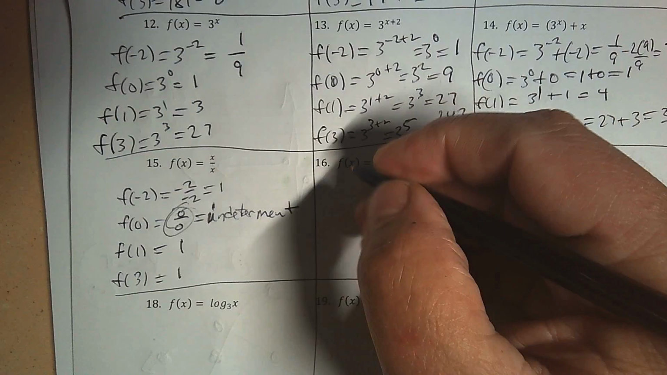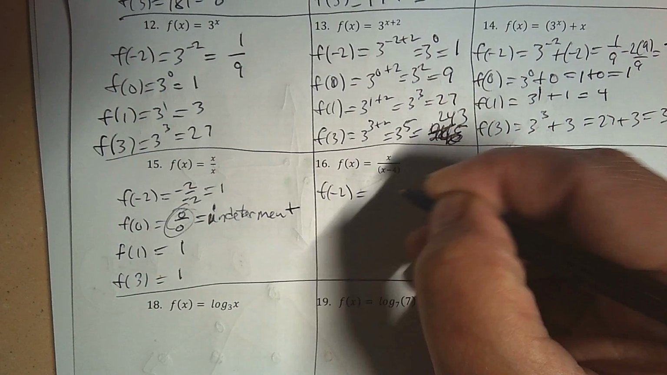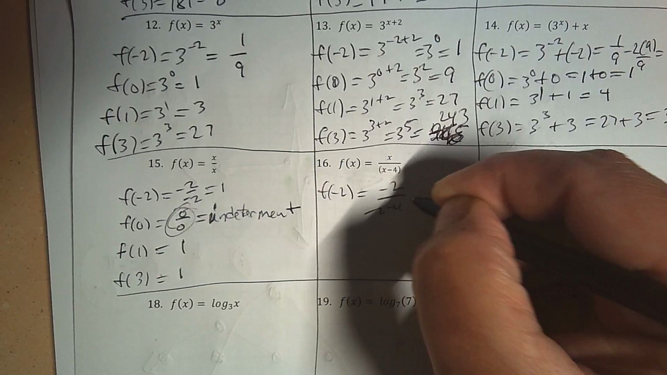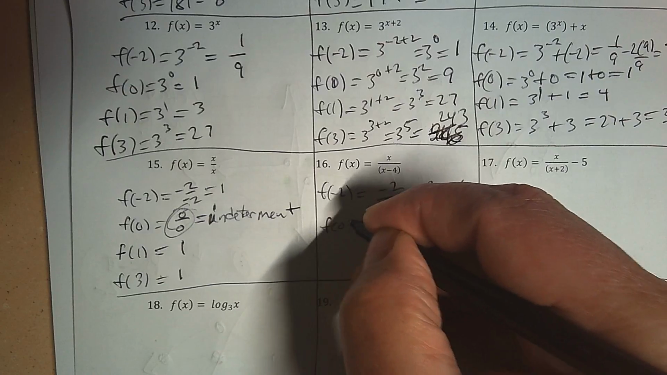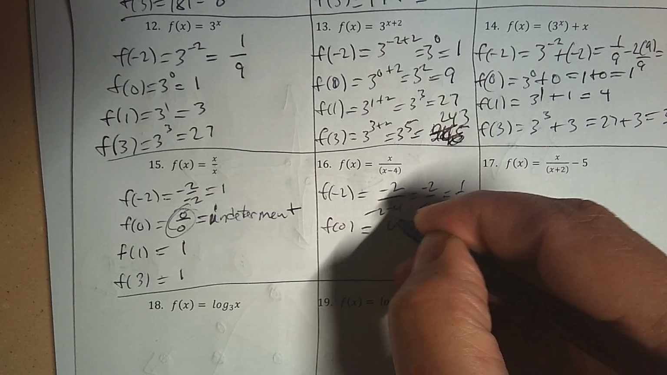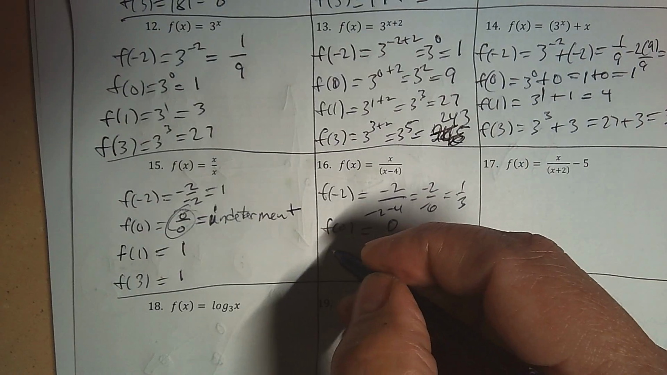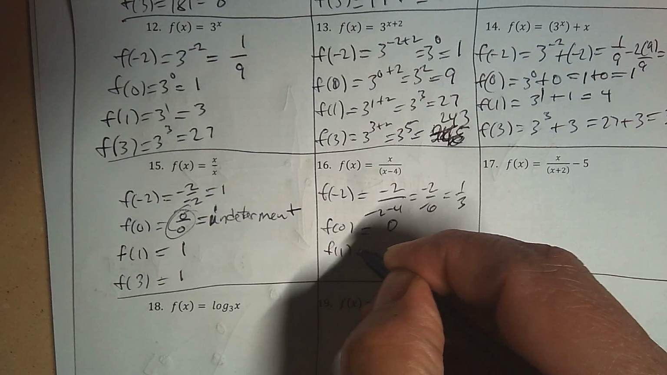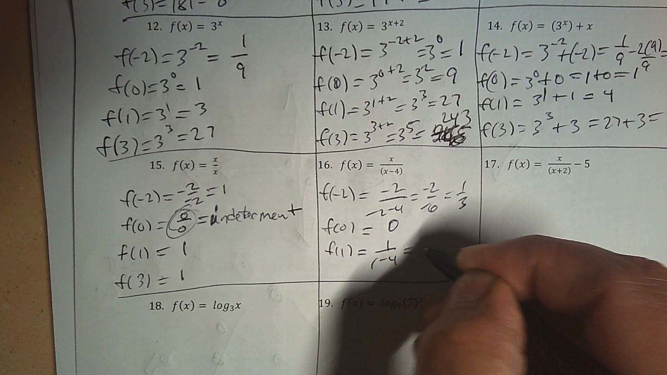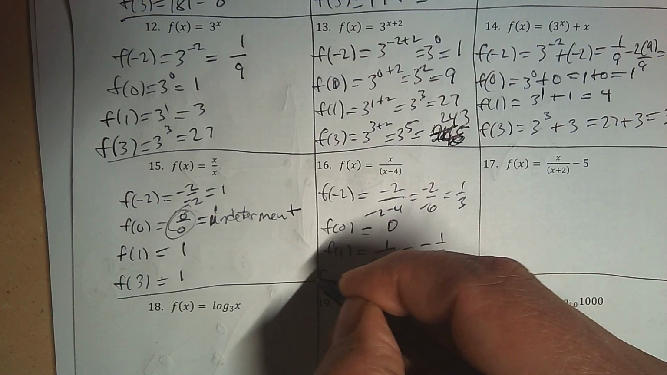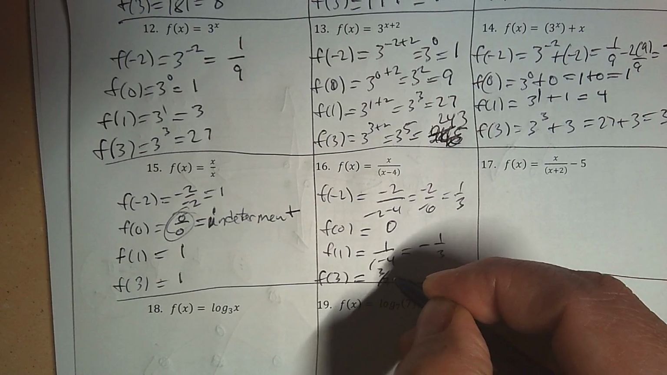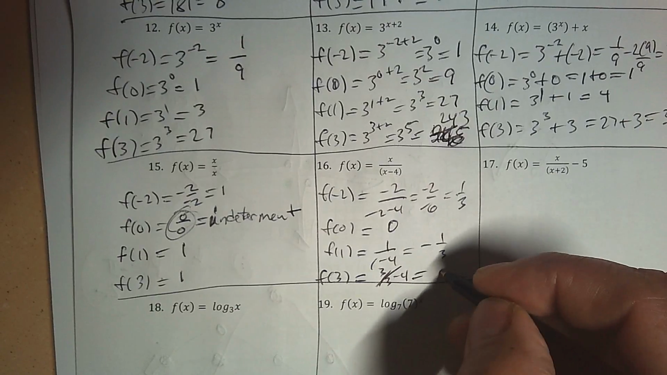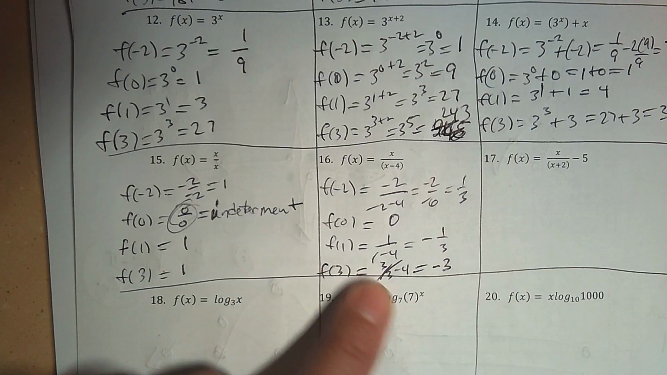Plug in negative 2. So that's negative 2 over negative 6, which is positive 1/3. Plug in 0. So that's 0 divided by something, 0. 1: that's 1, and that becomes negative 1/3. 3: so that becomes negative 3, 3 divided by negative 1.